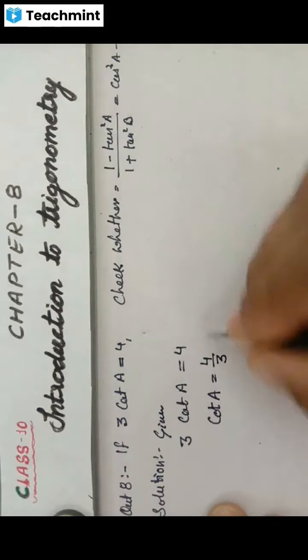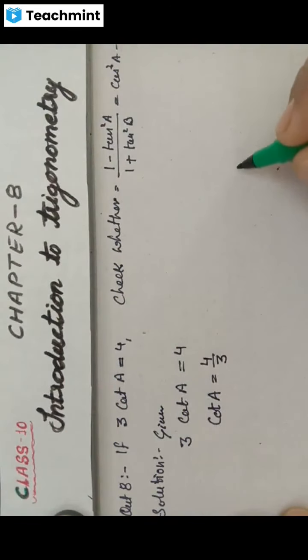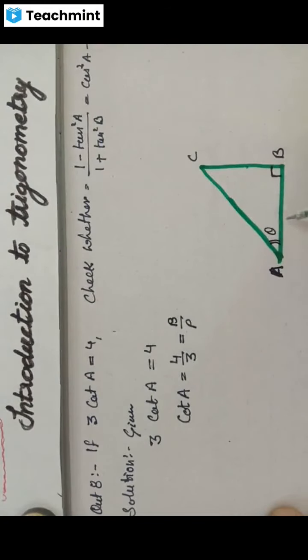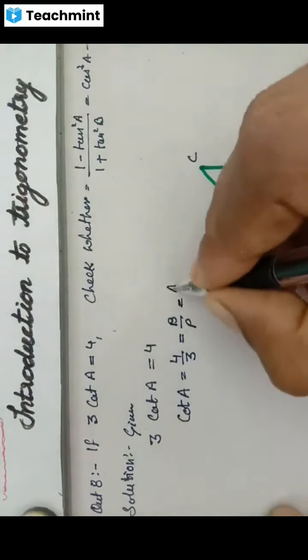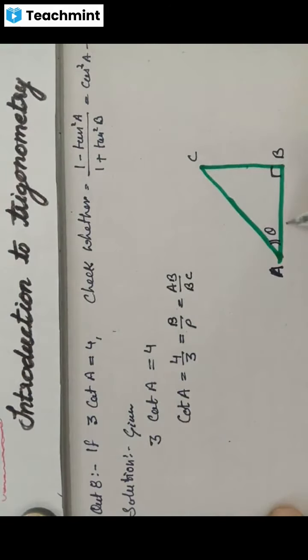Now I am going to draw a small figure a little down, so that we can see the figure till the end of the question. Clear? So a little down I am going to draw. I have taken A, B, and C. This is 90 degree. So you can see the formula of cot is base upon perpendicular. If the theta is at the place of A, so the base is AB, and perpendicular is BC.